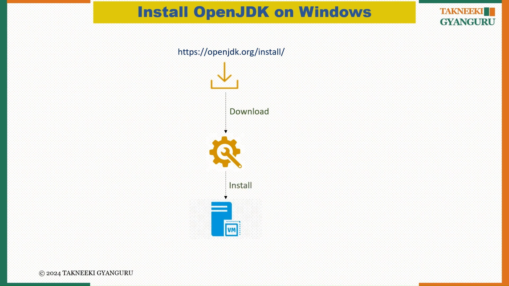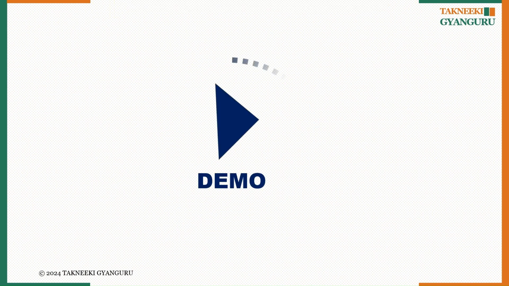Now let's dive in. In today's video, we will guide you through the process of installing Java OpenJDK. Let's get started. So first of all, we will go to the official JDK site, openjdk.org/install, and then we will download the installer, and then we will install it into our VM. So let's go and see how we can install it.